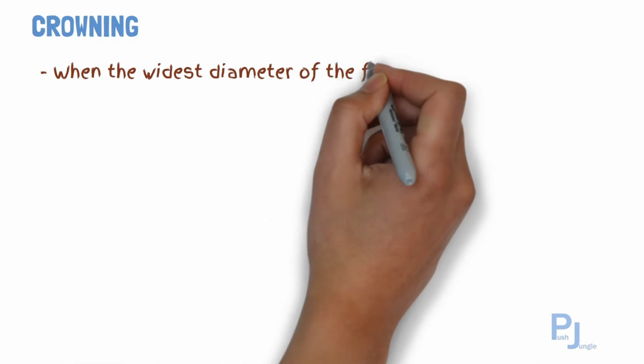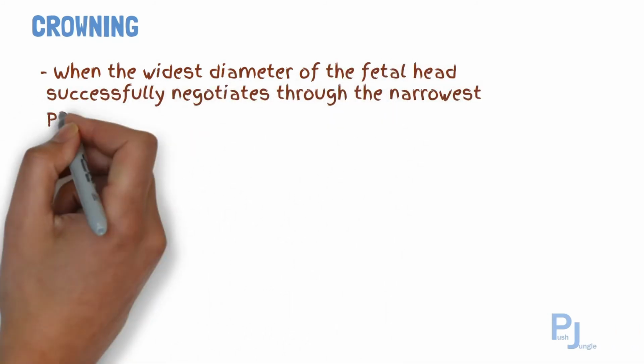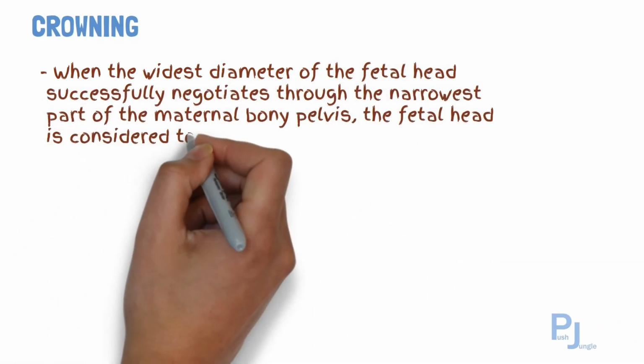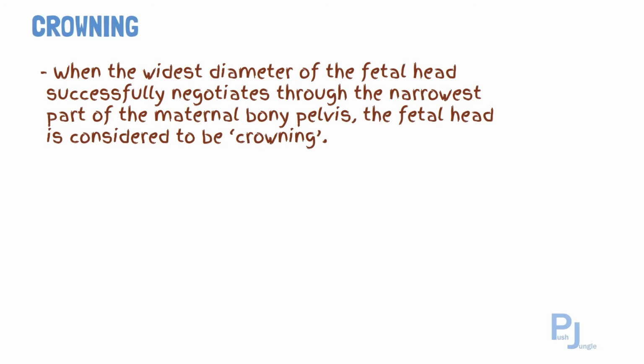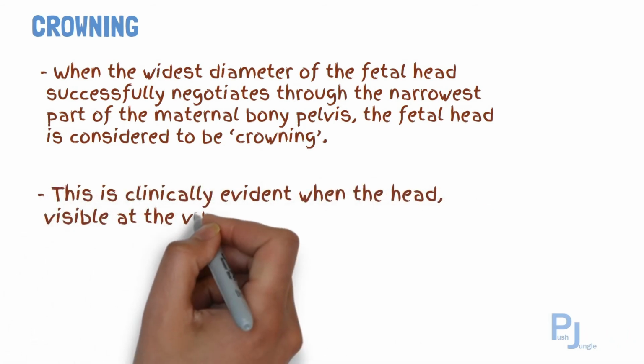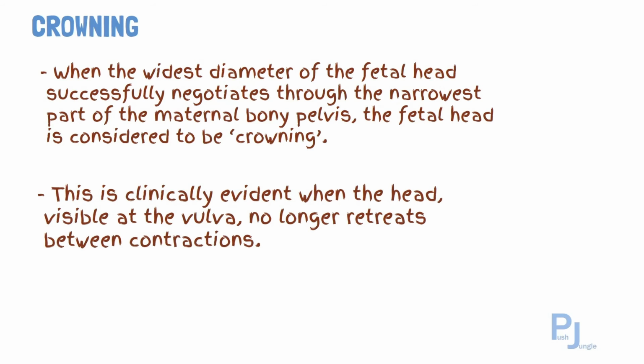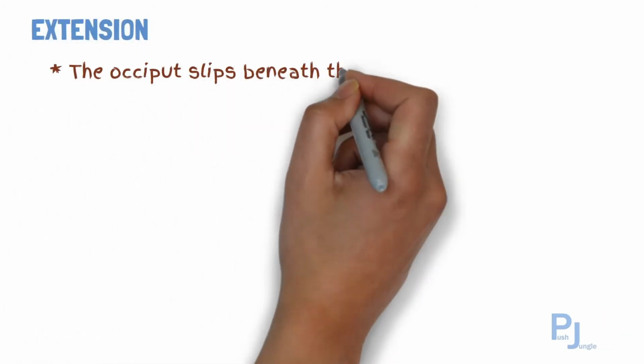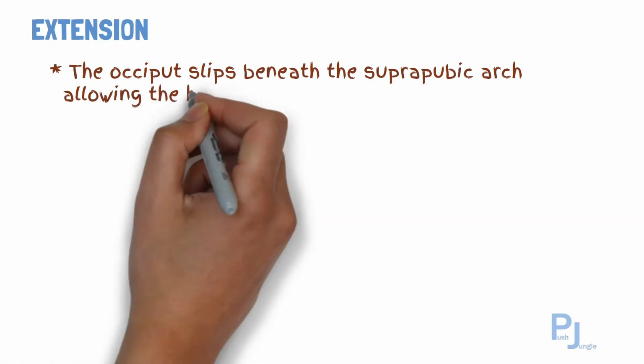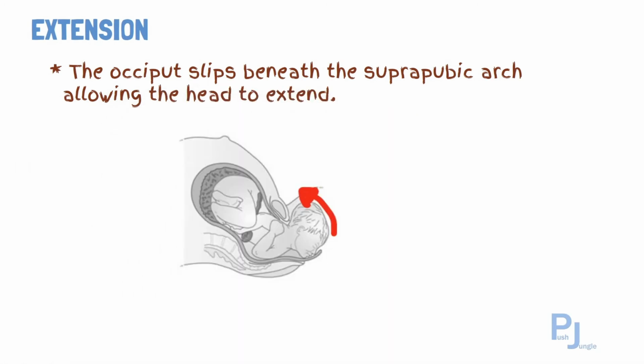Crowning is said to occur when the fetal head has passed through the narrowest part of the maternal bony pelvis. Hence, in between contractions, the fetal head is not going to retract, and the fetal head is visible in the vulva at this point. This is effectively known as crowning. Extension. When the occiput of the fetus slips beneath the suprapubic arch, the head is allowed to extend in such a way that the whole head of the fetus is brought outside.